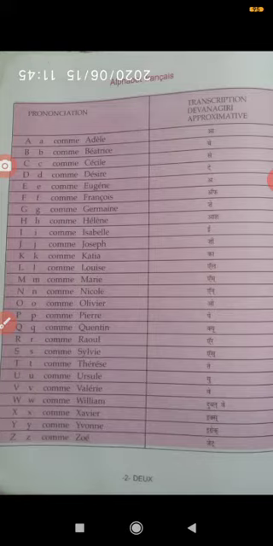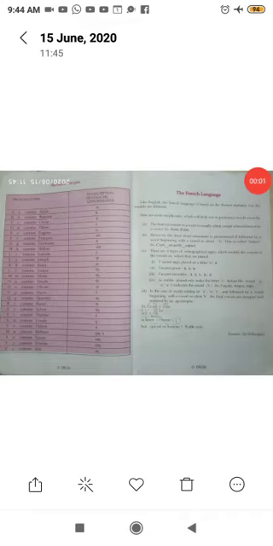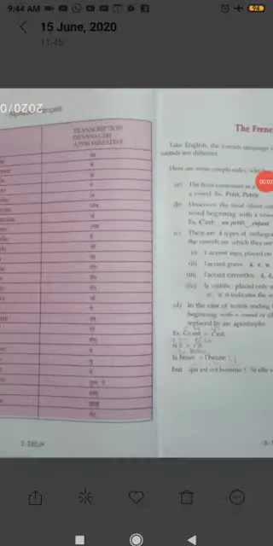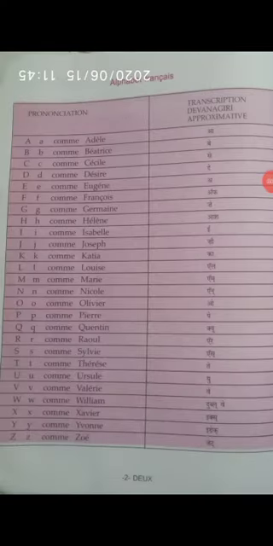Remember, G is pronounced as J. Okay, G is pronounced as J. Like Germain. Okay, like Germain. Then H is pronounced as Ash. Like Ellen. Ash. Okay, Ash. Then you have I is pronounced as E. Okay, so I is pronounced as E.